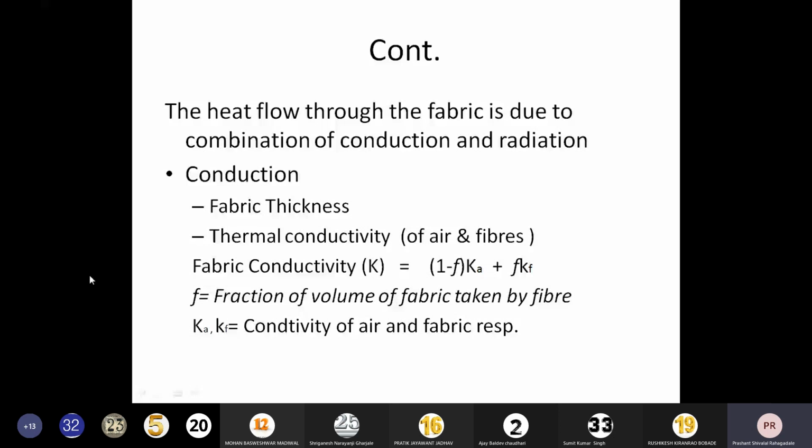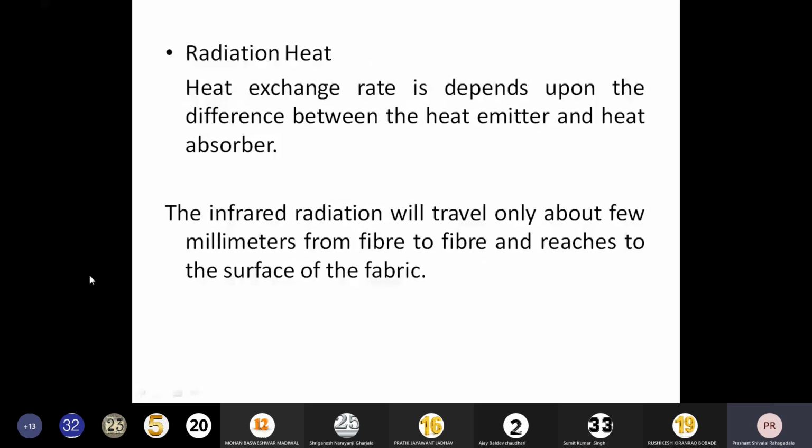Then another loss, how does it happen? Due to radiation, which we will call radiation heat. Now this radiation heat is again totally dependent on the heat exchange, totally dependent on what? The difference between the heat emitter and the heat absorber. Now what is your heat emitter? Skin. What is the heat absorber? No doubt, first cloth or fabric, and then after that the environment.